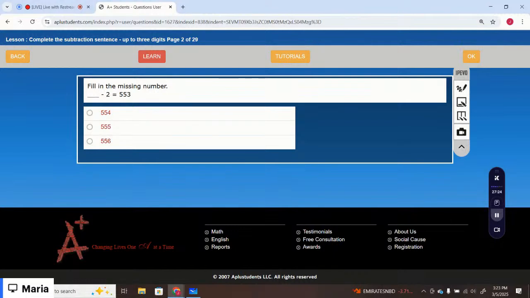The missing number minus 2 equals 553. Option number 2 is the correct option because 5 take away 2 is 3. So 555 take away 2 equals 553.